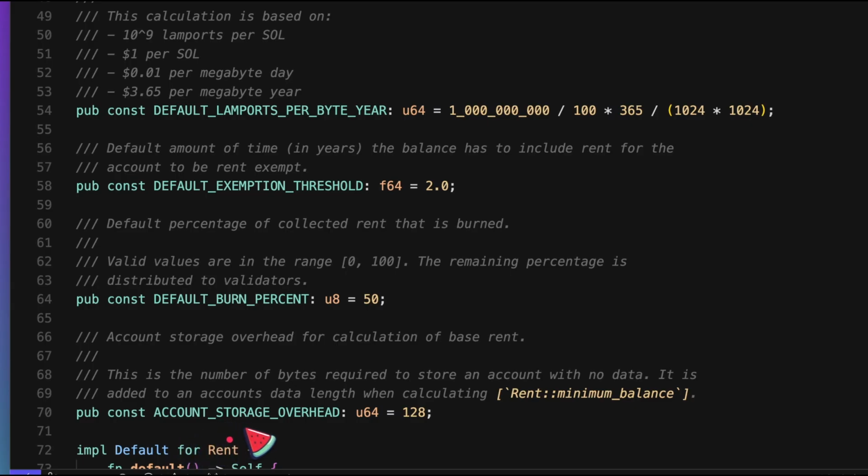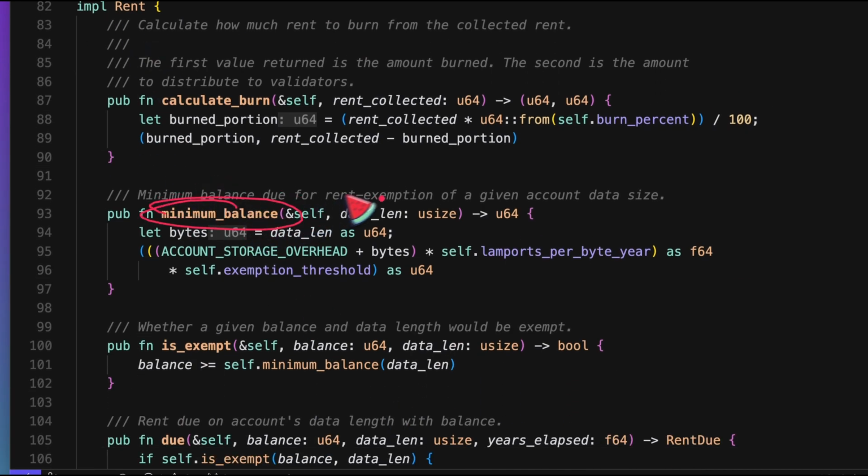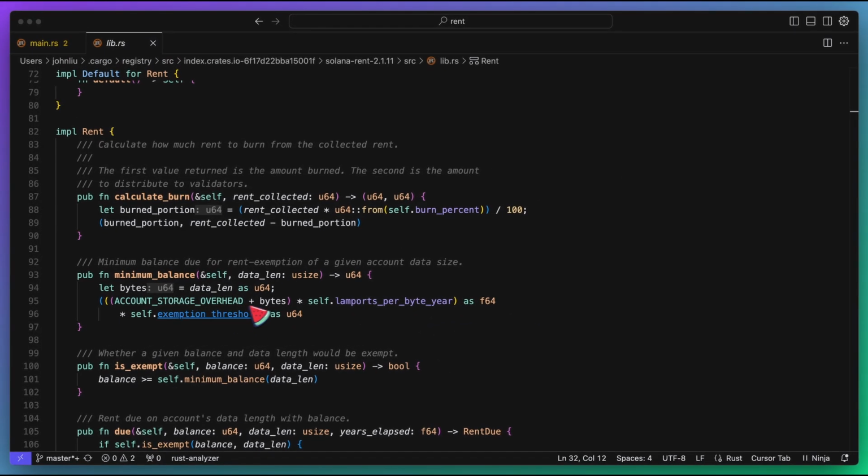So for the base account type, where the amount is 128, your rent is calculated as taking the minimum balance function, passing in the number of extra bytes you need to allocate, and that would take the base account storage overhead plus the number you pass in here times the lamport per byte year constant times the exemption threshold.